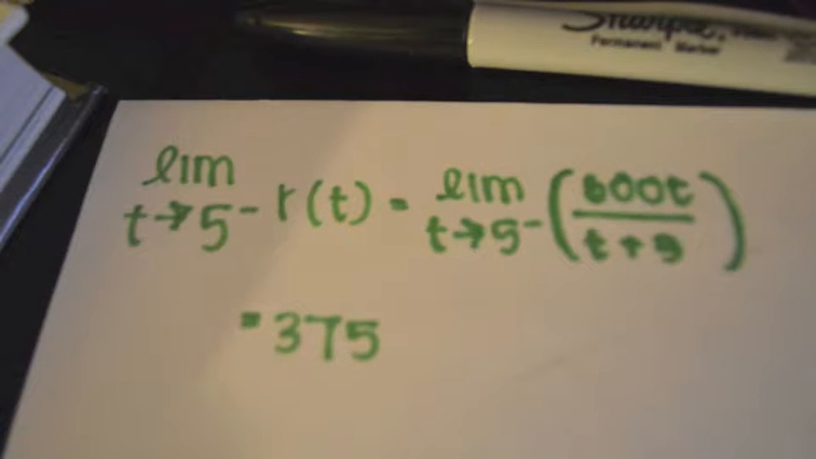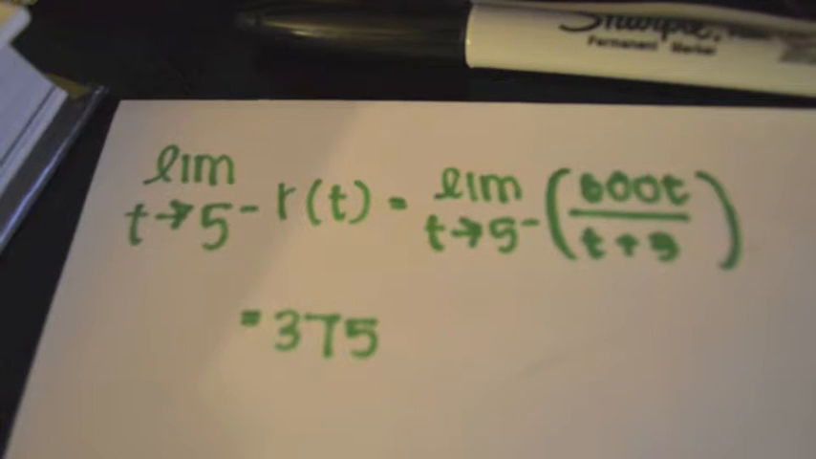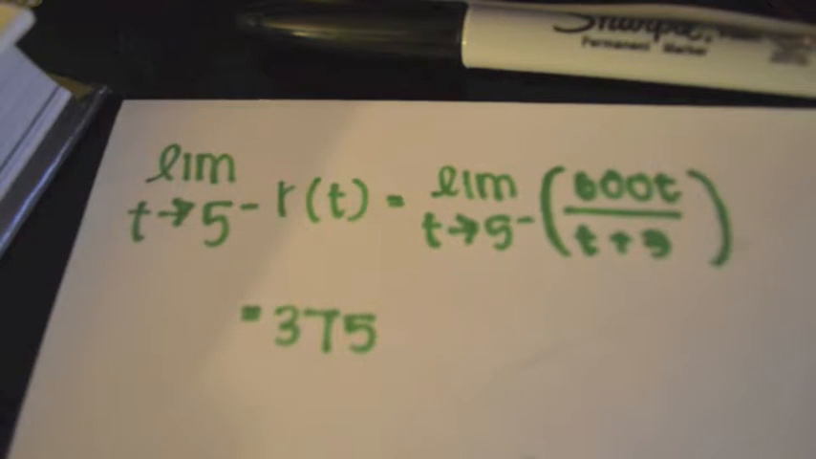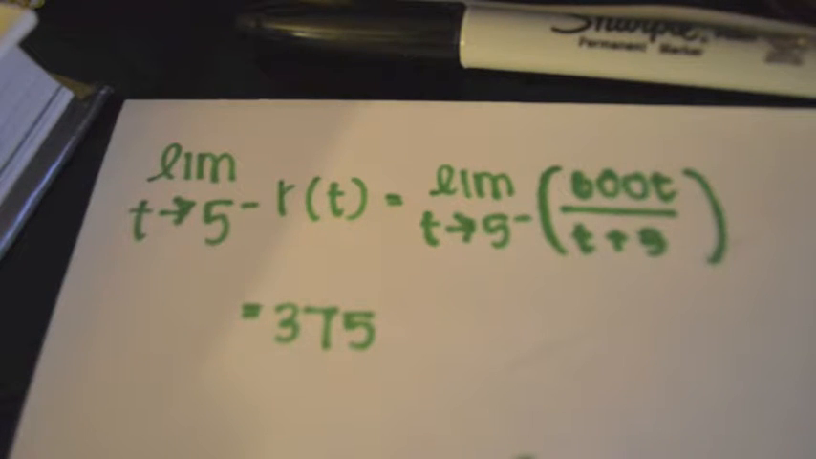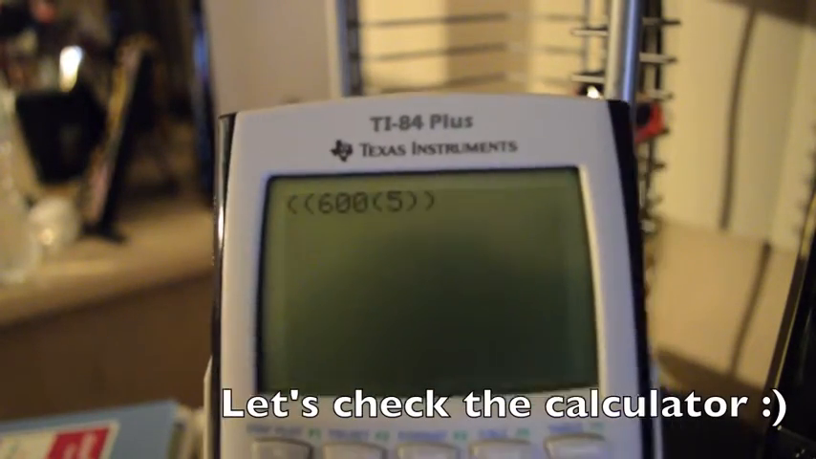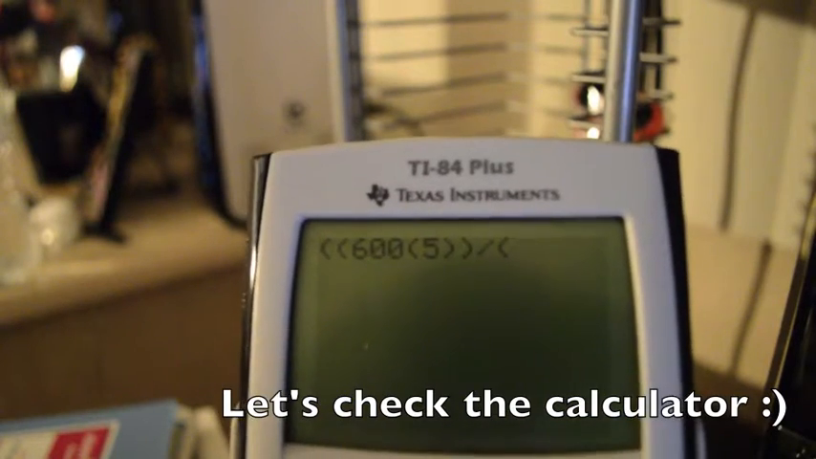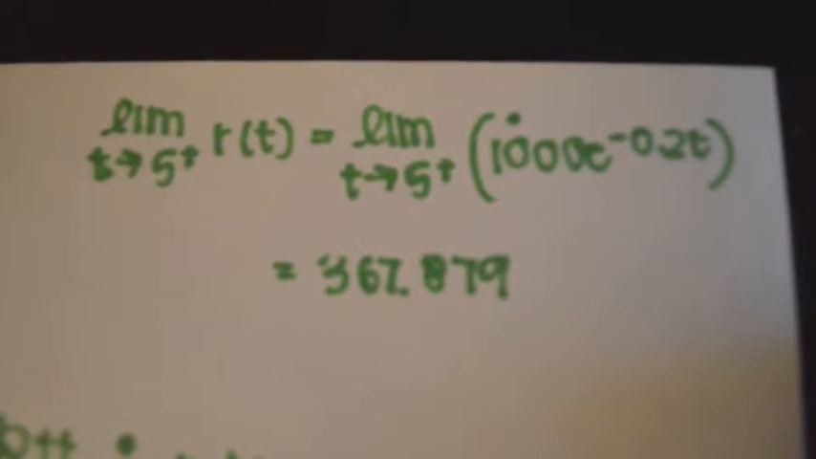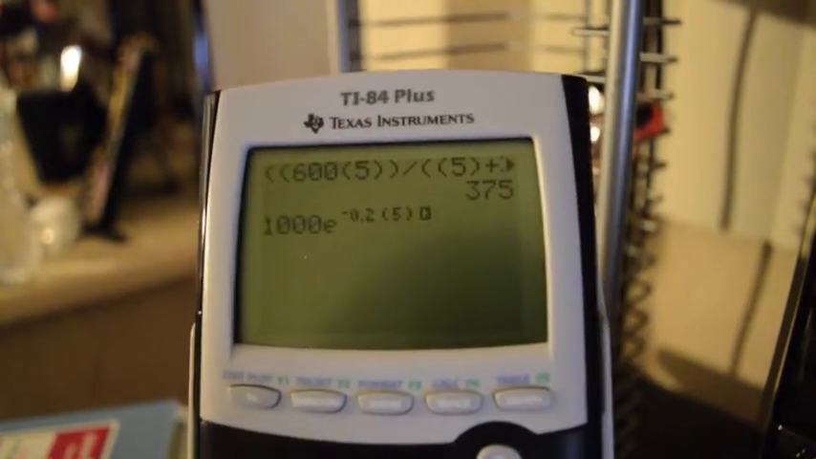However, if you still want to do this problem, in order to test if R is continuous at t equals 5, you test the left hand and right hand limits of R of t by plugging in 5. This is a calculator question, so plug in 5 into the equations. If answers are equal to one another, R is continuous. By plugging in 5 into R of t, the left hand limit gives 375. The right hand gives 367.879. Therefore, R is not continuous.